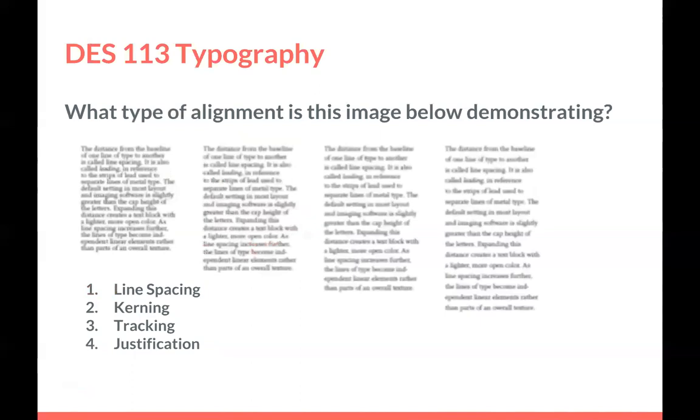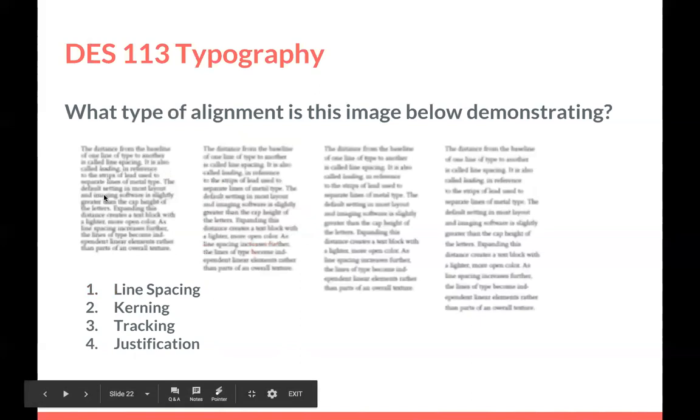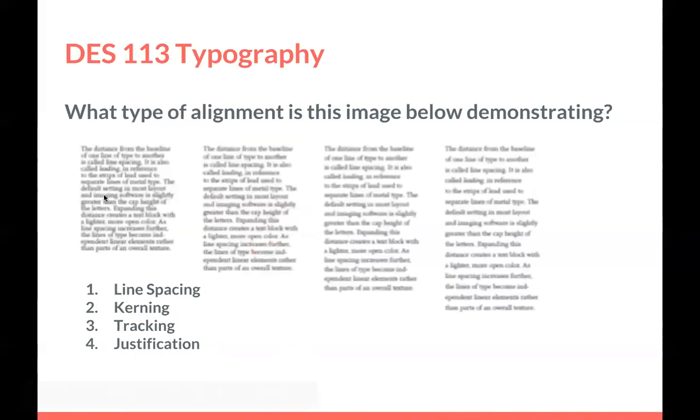And what type of alignment is this image below demonstrating? So we're going from here to here. Now it's all the same type. There's just something that's increasing. Is it 1, line spacing, 2, kerning, 3, tracking, or 4, justification? And the correct answer is number 1, line spacing. So the amount of space in between each line is getting gradually larger throughout the 4 images.